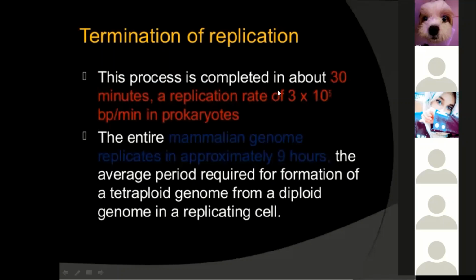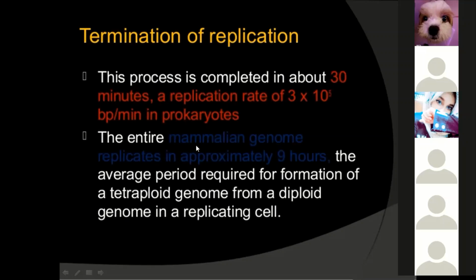So this process is completed within about 30 minutes, a replication rate of 3 into 10 to the power 5 base pairs per minute in prokaryotes. So this is very fast. DNA replication is quite fast in prokaryotes, taking only 30 minutes.